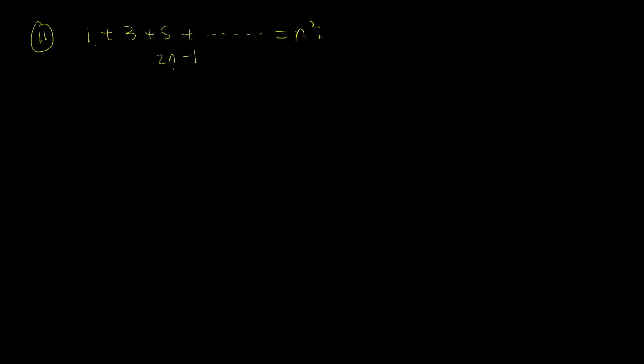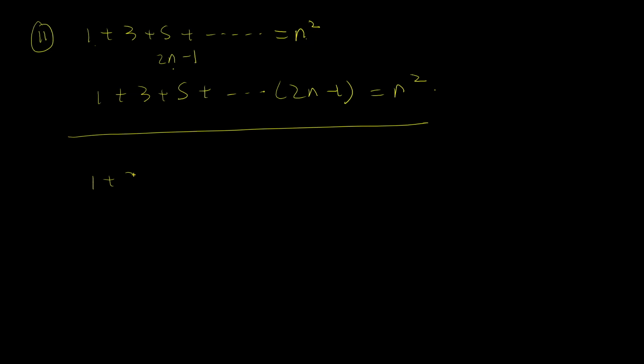Not going over that now, but you want to rephrase this as 1 plus 3 plus 5 up to 2n minus 1, and this is equal to n squared. And so we already saw that the basis step for 1 is true. So your hypothesis will just look like 1 plus 3 plus 5 all the way up to 2k minus 1 is going to be k squared. Okay, so this is what I'm going to assume.